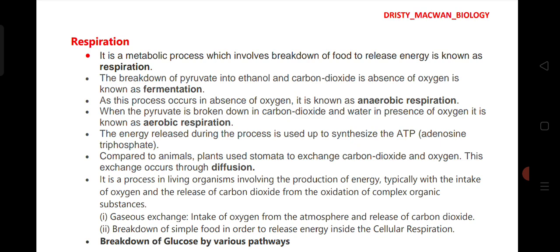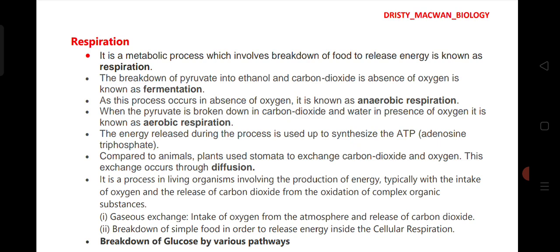Now the breakdown of pyruvate into ethanol and carbon dioxide in the absence of oxygen is known as fermentation. So what exactly is fermentation? It is when pyruvate is broken down into ethanol and carbon dioxide when there is an absence of oxygen. As this process occurs in the absence of oxygen, it is known as anaerobic respiration.